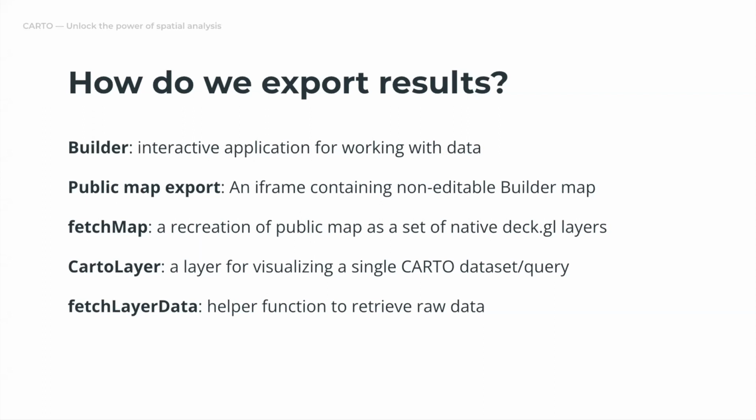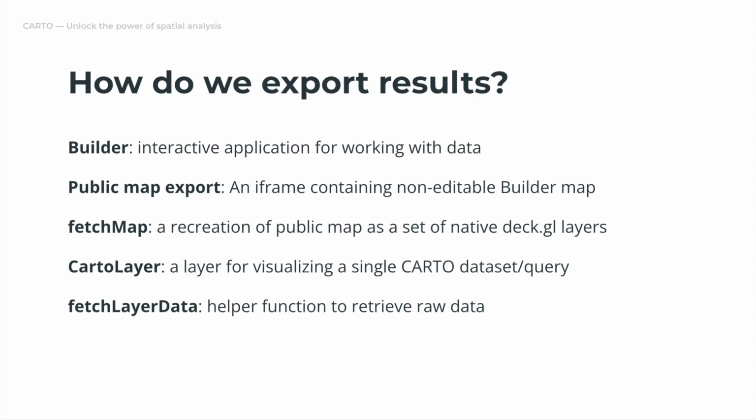So one you've already seen is working with Builder, where everything is interactive. And as you go down with each step of technical complexity, you get more freedom, but you have to do more work. The first one we have is basically an iframe that contains Builder, which is what Alberto was showing, but without any of the interactivity. Then we have something called fetch map, which lets you export the layers that you have within Builder with all of the styling that's been defined there as deck objects. So this is now becoming more like a programmatic interface.